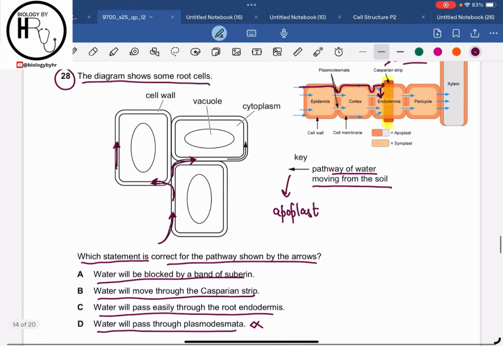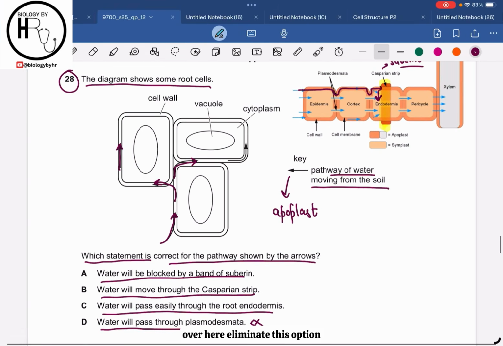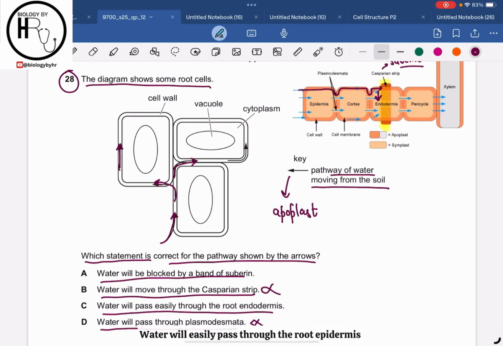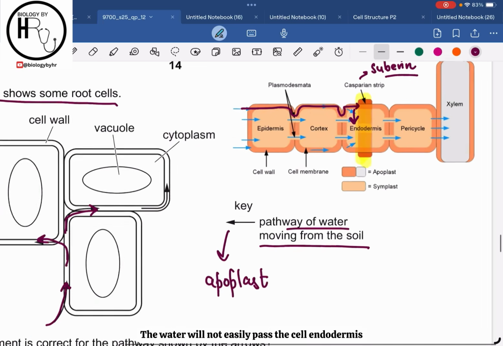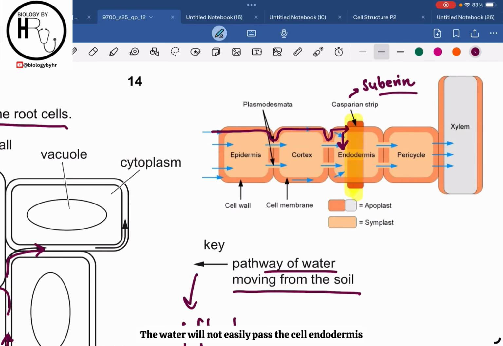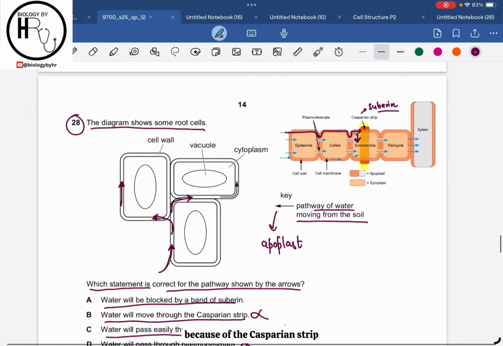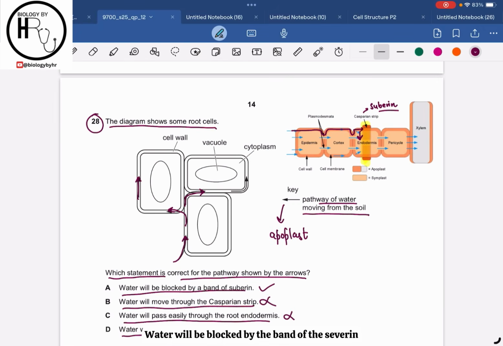So we will over here eliminate this option that water will move through the Casparian strip. No, it cannot. Water will easily pass through the root epidermis in the apoplast pathway. The water will not easily pass the cell endodermis because of the Casparian strip. Water will be blocked by the band of the suberin which is in the Casparian strip, obviously. So hence the correct answer over here would be option A.